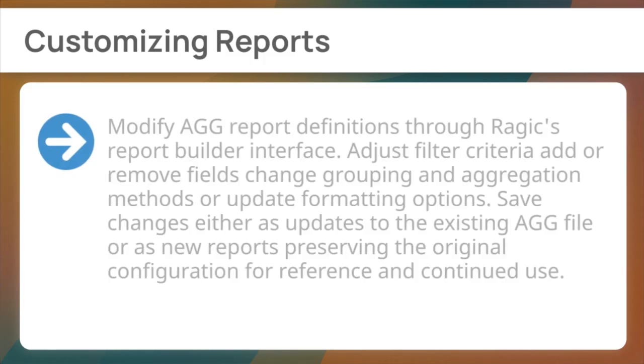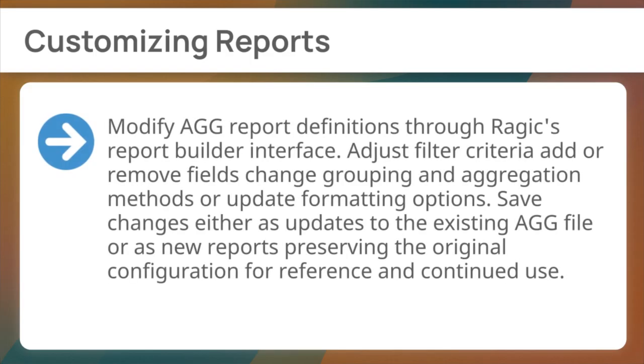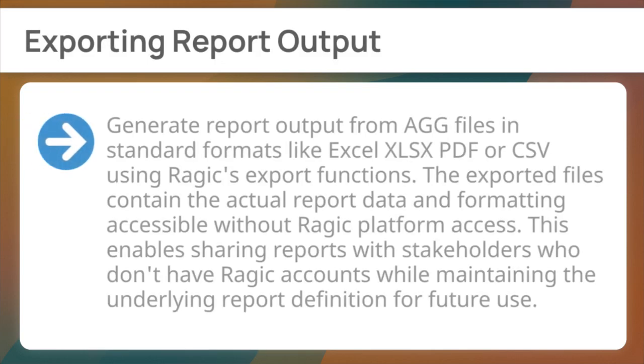Next, customizing reports. Modify AGG report definitions through Ragic's Report Builder interface. Adjust filter criteria, add or remove fields, change grouping and aggregation methods, or update formatting options. Save changes either as updates to the existing AGG file or as new reports, preserving the original configuration for reference and continued use.